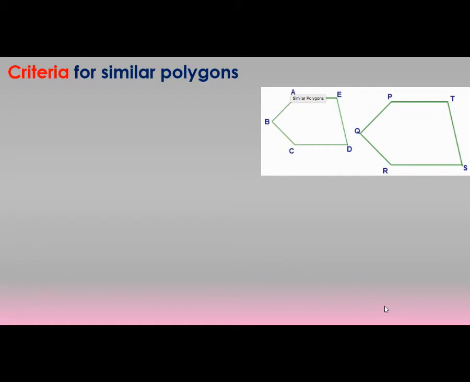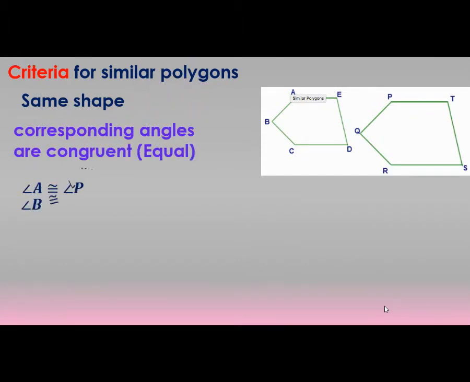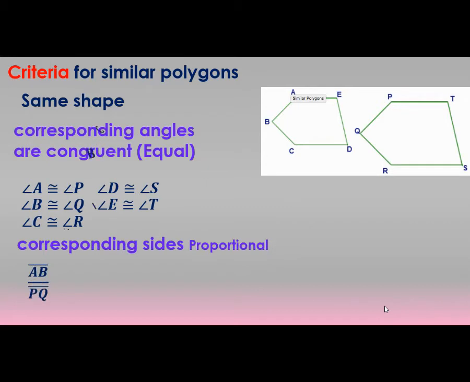For similar polygons, we follow the same rules, the same shape, corresponding angles are congruent. You see that angles A, B, C, D, E are equal to angle P, angle Q, angle R, angle S, and angle T. Corresponding sides are proportional. AB over PQ, BC over QR equals CD over RS equals DE over ST equals EA over TP. Now let's do some problems.